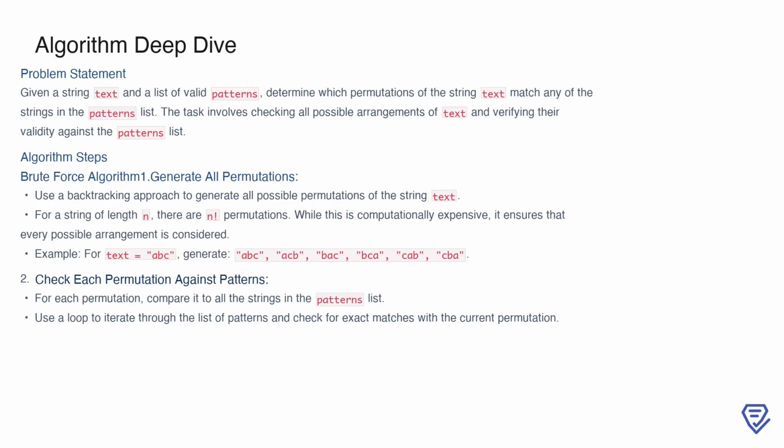To tackle this problem, the goal is to determine which permutations of the given string, text, match any of the strings in the provided patterns list. The brute force algorithm for solving this involves two main steps. First, we generate all possible permutations of the string text.